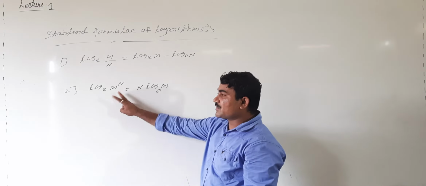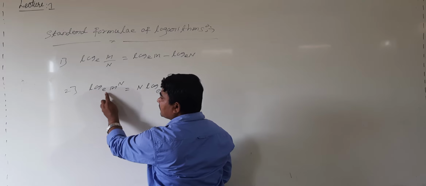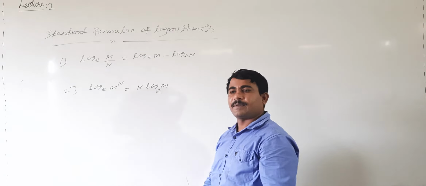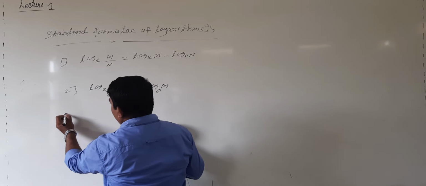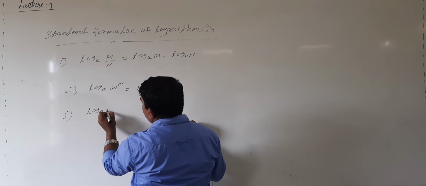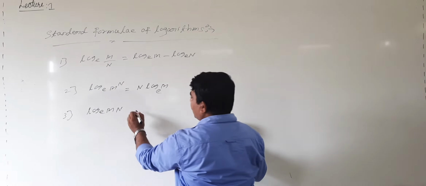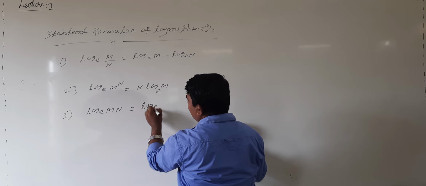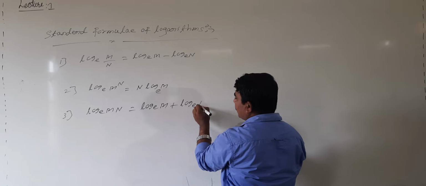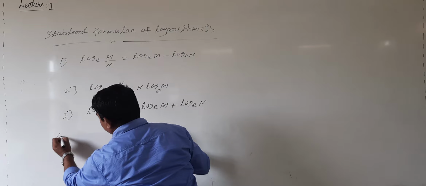Right? This is standard formula. How to write this? How to read this? Logarithm of m raised to n to the base e equal to n logarithm of m to the base e. Right? One more formula. Logarithm of m into n equal to logarithm of m to the base e plus logarithm of n to the base e. Right?